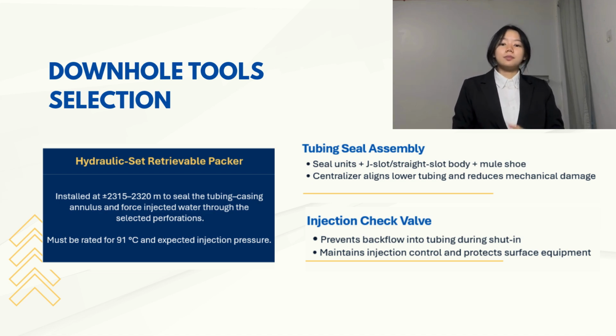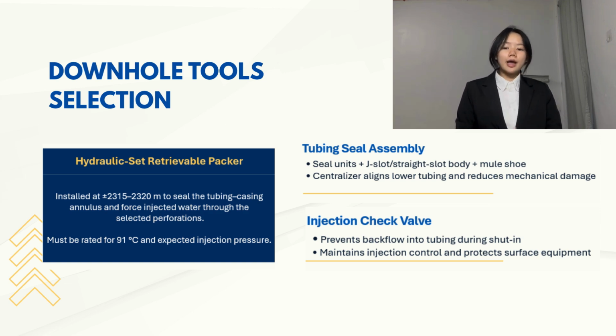Then the packer must be rated for the bottom hole temperature of around 31 degrees Celsius and the expected injection pressure. Since this is a water injection well, the pressure and temperature changes can affect the packer performance. So a retrievable packer is selected because it can be removed during a future workover if there are any injection complications or mechanical problems. Then the next one, we will choose the tool, which is the tubing seal assembly.